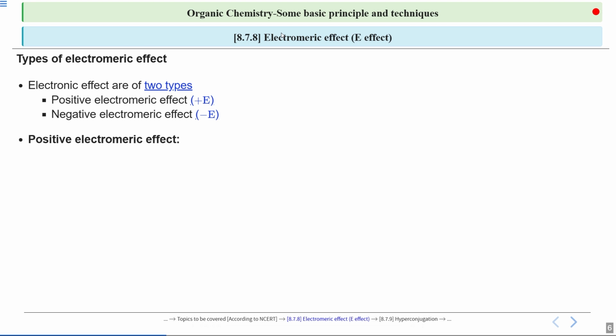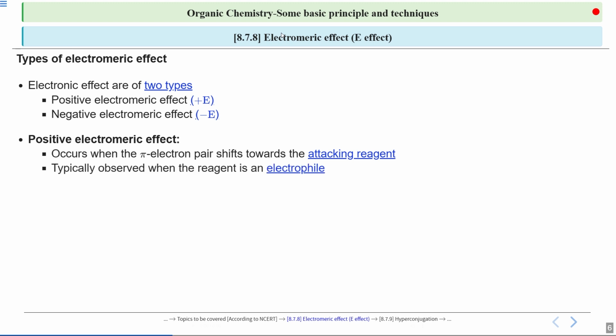Let's start with the positive electromeric effect. Here the pi electrons shift towards the attacking reagent. So it's very simple, right? If the species showing the electron movement is moving its electrons towards the attacking reagent, then we call that effect the positive electromeric effect. It is typically observed when the reagent present is an electrophile, meaning it is electron loving.